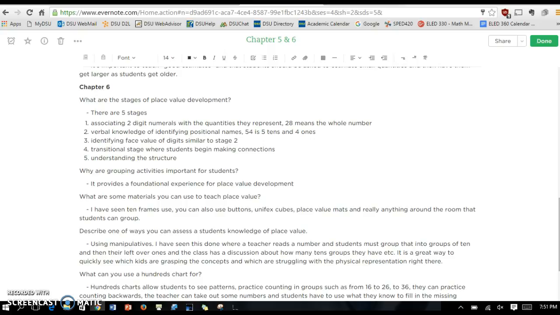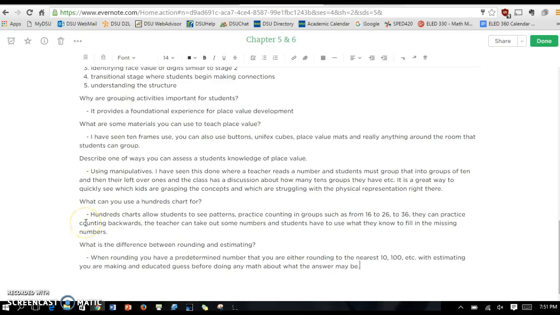Then it talks about grouping activities, which provide a foundational experience for place value development, and materials you could use to teach place value. I liked using manipulatives to assess students' knowledge of place value. I think it creates a concrete example of where your students are and whether they're understanding it, and you can see it right there and all the students can participate instead of just calling on a couple students to see how they're doing.